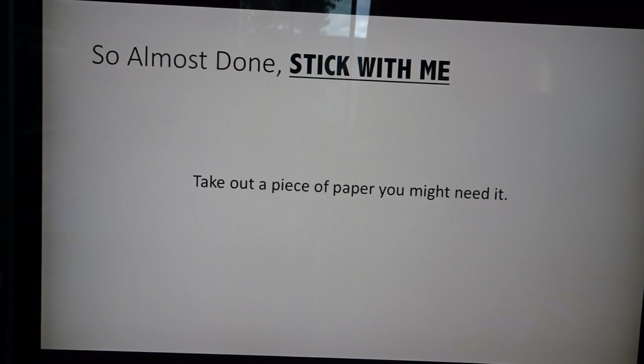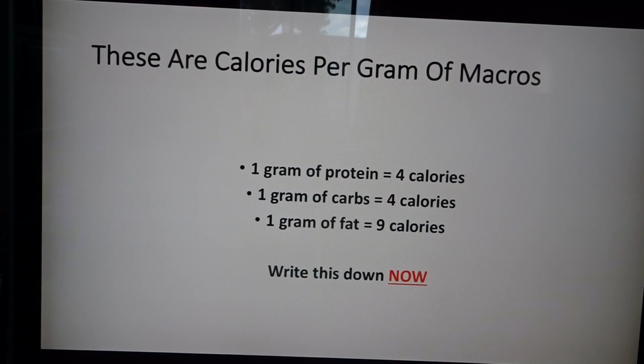Stick with me. Take out a piece of paper. Well, you already have a piece of paper. So anyways, let's move on to the next step. Now, these are calories per gram of macros. These are the general guidelines you will see on the back of a cookie box or any type of food. You will always see this: 1 gram of protein is 4 calories, 1 gram of carb is 4 calories, 1 gram of fat is 9 calories.